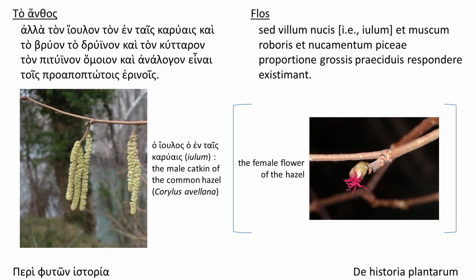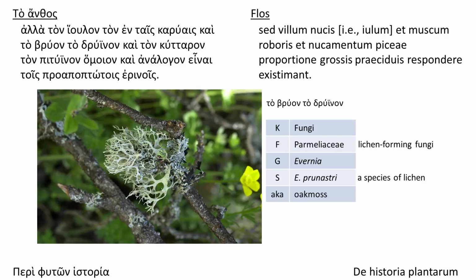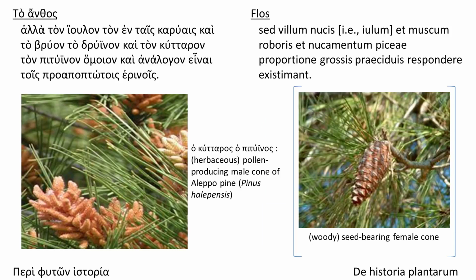The catkin we know to be the male flower in the hazel. The hazel has a small female flower pictured for reference on the right. The oak moss we know is not a plant part and not even a plant at all, but a species in the kingdom fungi. Oak moss is a lichen symbiotic with fungus that grows on but is not part of the oak. What Hort translates as flowering tuft, ho kytaros, is a rare word in Greek, we know to be the male pollen-producing pine cone. The female cone is shown for reference on the right. The male cone, by the way, is herbaceous, meaning non-woody, the female cone woody.